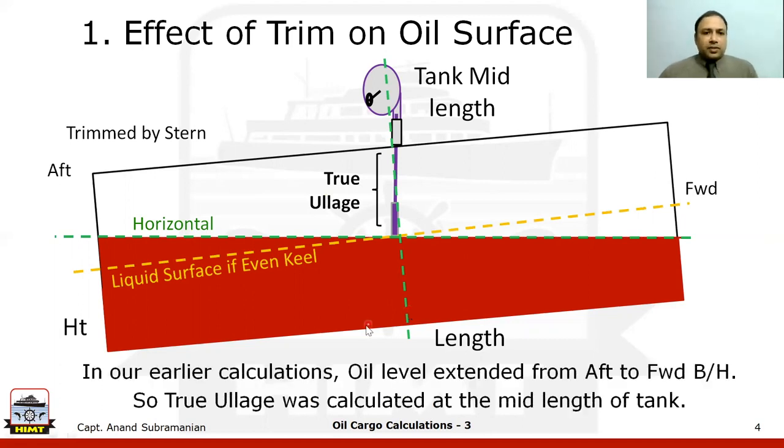In our earlier calculations, if you see in the videos in part 2, that is the trim corrections we apply, the oil level extended from the aft bulkhead to the forward bulkhead. When such a condition applies, we can use our normal formulas, and the true ullage is calculated at the middle of the tank.